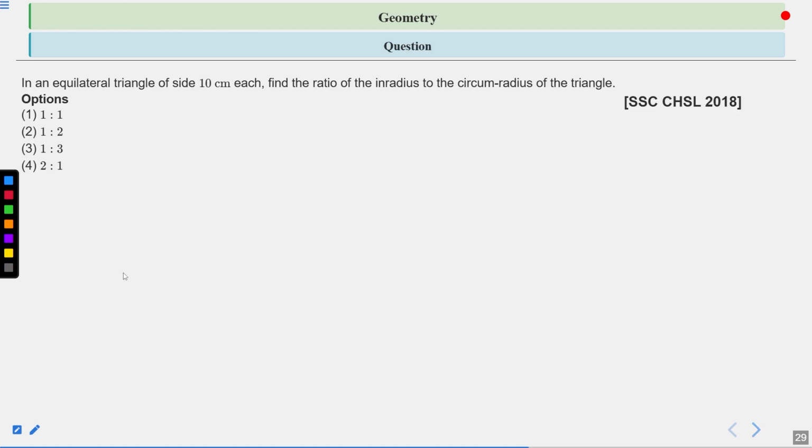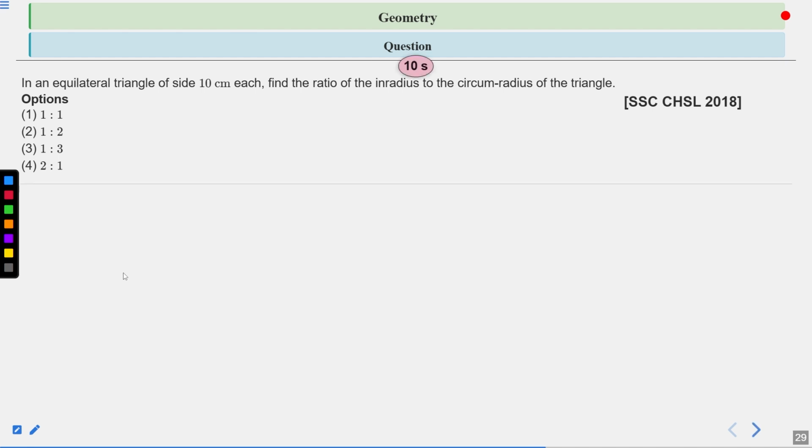In an equilateral triangle of side 10 centimeter each, find the ratio of the inradius to the circumradius of the triangle. And this question is asked in SSC CHSL exam in 2018. So there are four options. First one is 1:1. Second is 1:2. Third one is 1:3. And fourth one is 2:1.